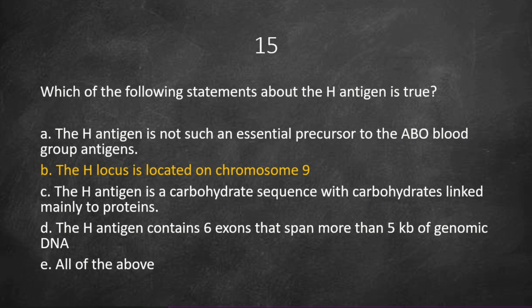If you look at option D, it says that the H antigen contains 6 exons that span more than 5 kilobases of genetic DNA. This one too is incorrect, because the H antigen itself is a carbohydrate structure and its biosynthesis is influenced by the H gene, which does not span 5 kilobases of genetic DNA or even contain 6 exons. Okay, so that's about that. So the correct answer here is B.